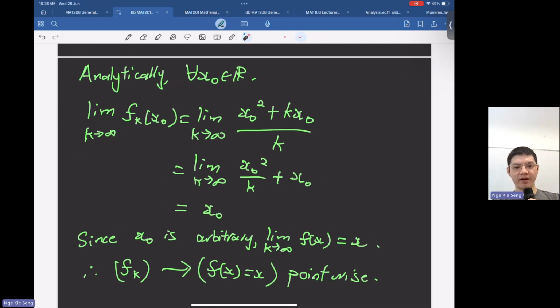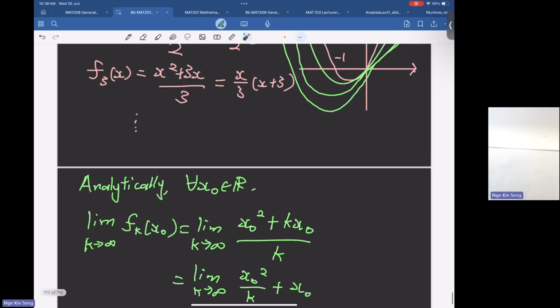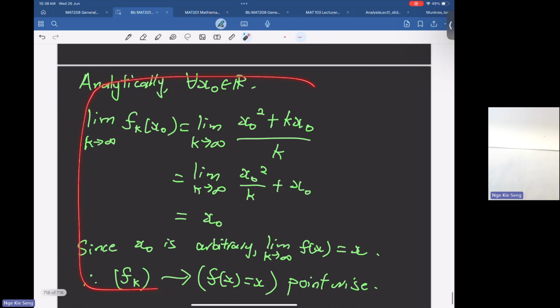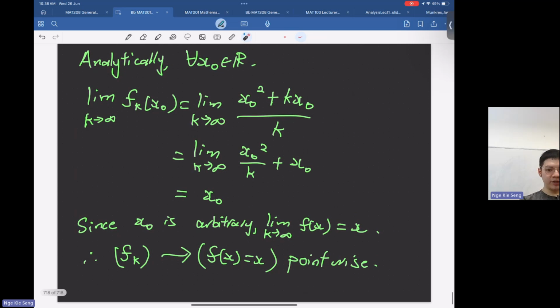Very important. Okay, so you can use geometry to help you see the answer, but you should also be able to prove it analytically. The picture can help you find intuition, but you must be able to show it, using limits or epsilon-delta and so on. Make sense?